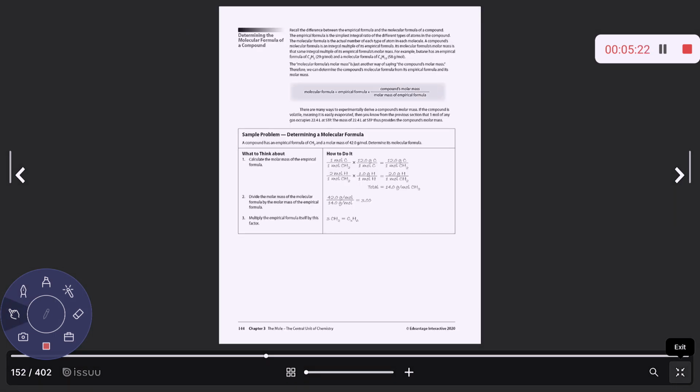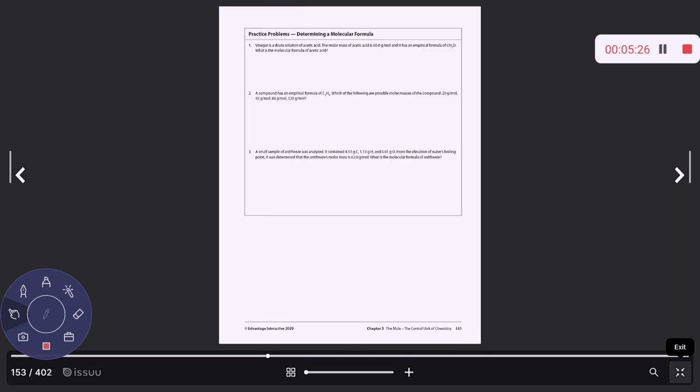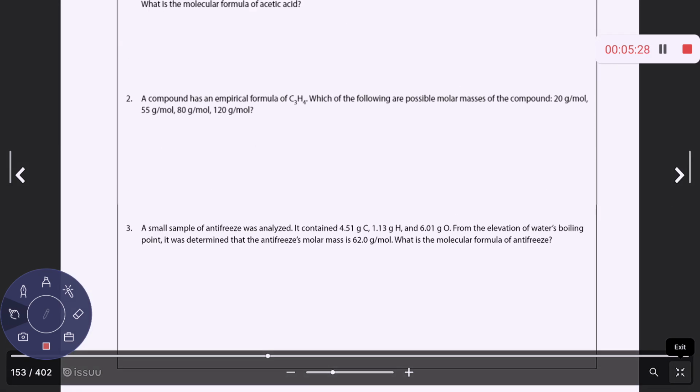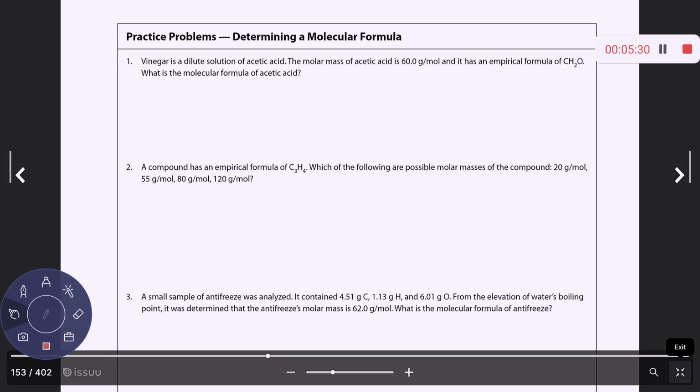Okay, now let's move on to calculating molecular formulas. And there are two different scenarios for this. I'm going to jump straight to the practice problems. There is a short problem and then there's the longer problem. I'm going to do the short problem first.